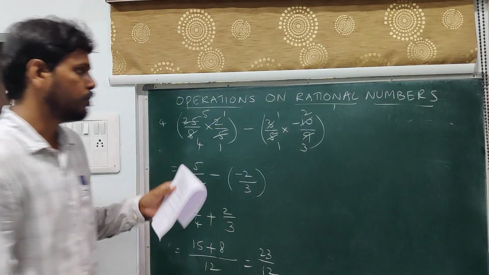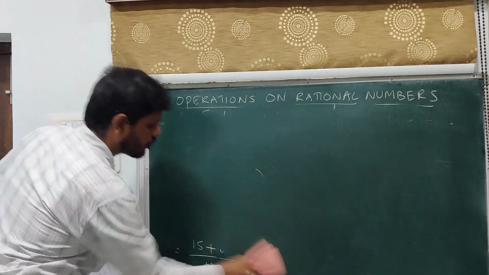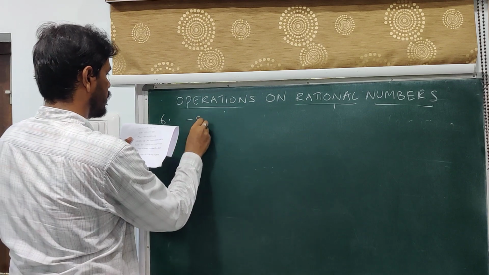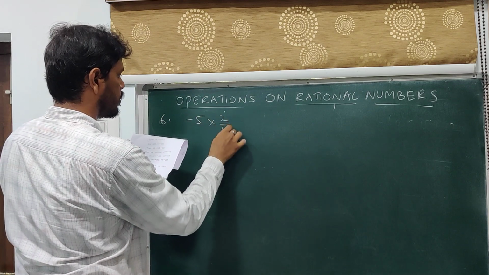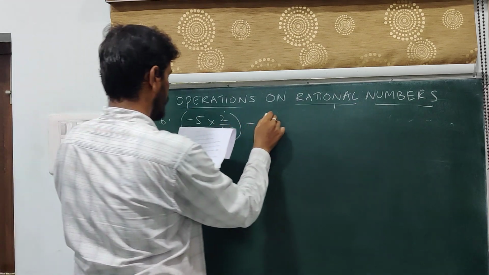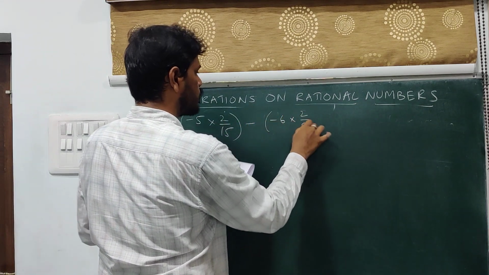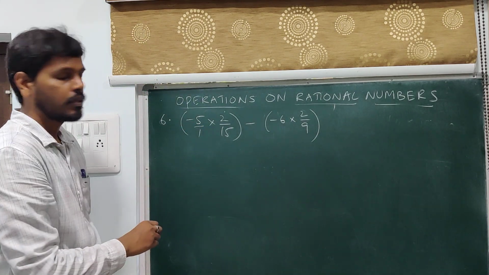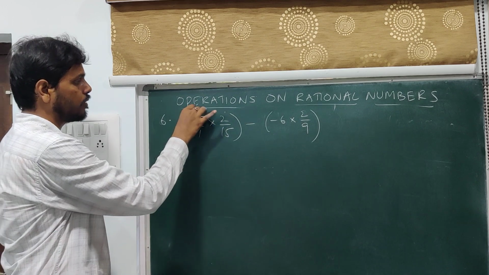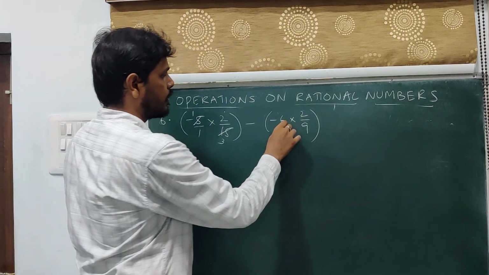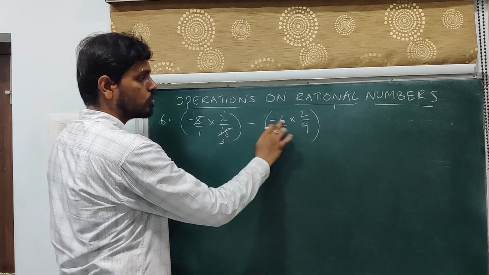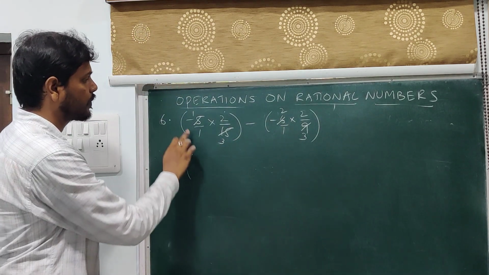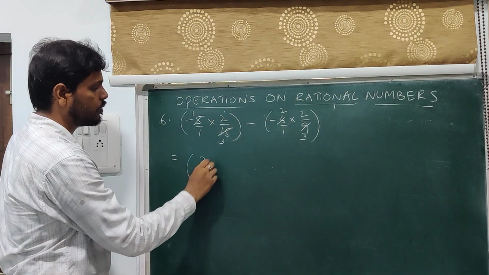Now we will discuss the sixth problem. Minus 5 into 2 by 15 minus minus 6 into 2 by 9. Again, similar kind of problem. There are simplifications that can be done here. So 5 you can write it as 5 by 1, 5 1s are 5, 3s are. Then 6 you can write it as 6 by 1. These two go in the 3 table. 3 2s are 6, 3 3s are 9. So then 1 into 2 is 2, 1 into 3 is 3.